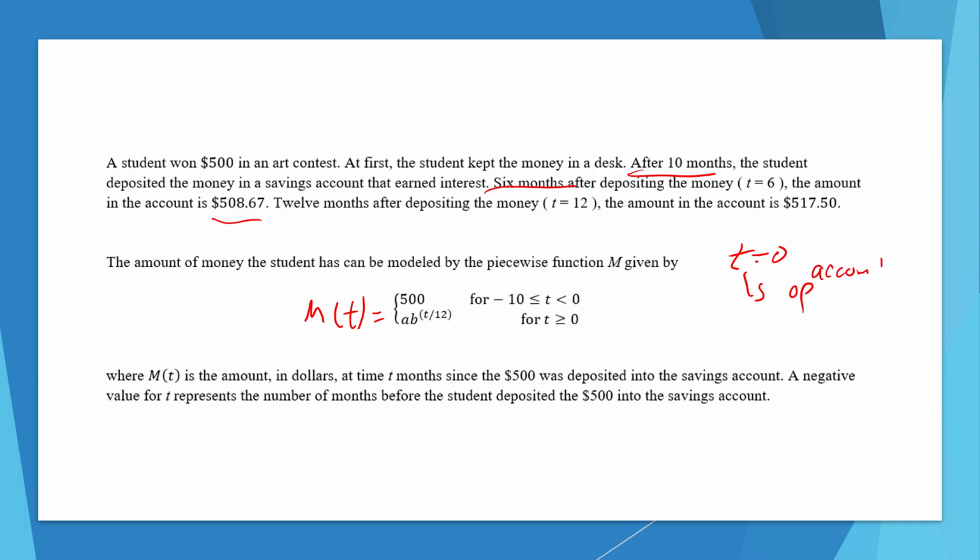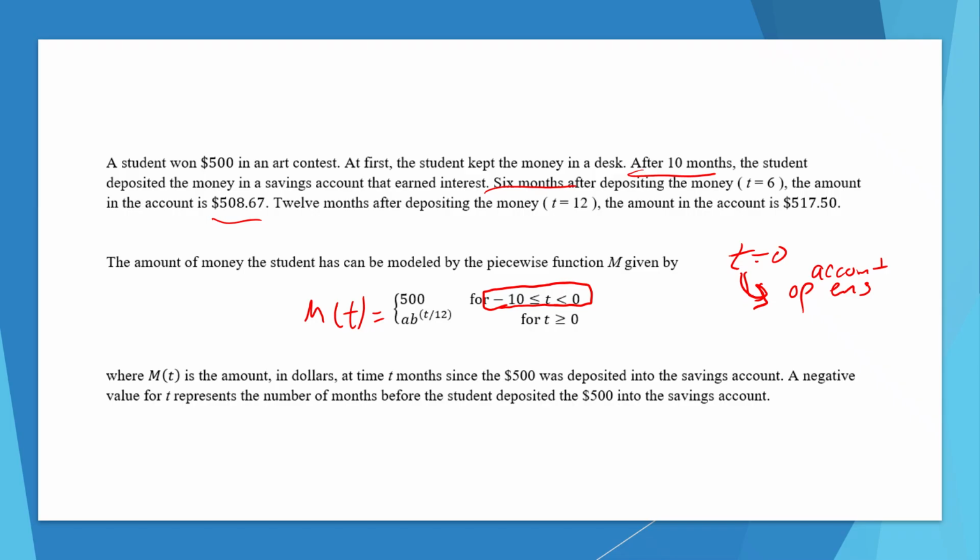So the account opens at time t equals 0, which means that when we see 500 for when t is between -10 and 0, that's because there were 10 months that we had the $500 that it didn't grow, it didn't do anything, but that was 10 months before we actually opened the account.